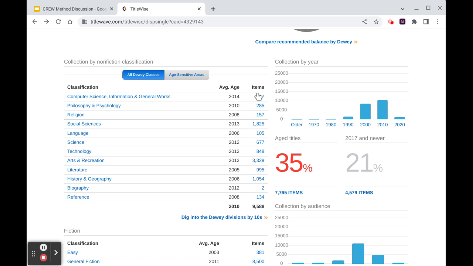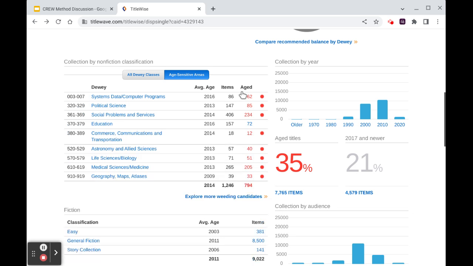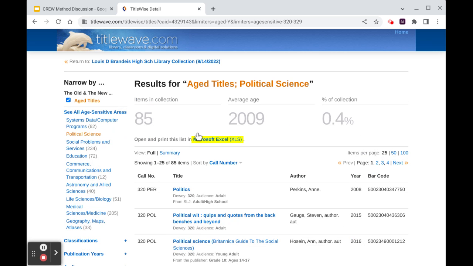So I started with that number and I click here for age sensitive areas. And so we have a lot of red numbers here, a lot of alerts that in these age sensitive areas, where you're frequently seeing more up to date information and outdated information that needs to go, we definitely have a need for weeding in these areas. Because I teach AP government currently, I decided to start with the political science section. So when I click here on political science, it takes me to those 85 items that are aged titles. And that's where I started my weeding process.